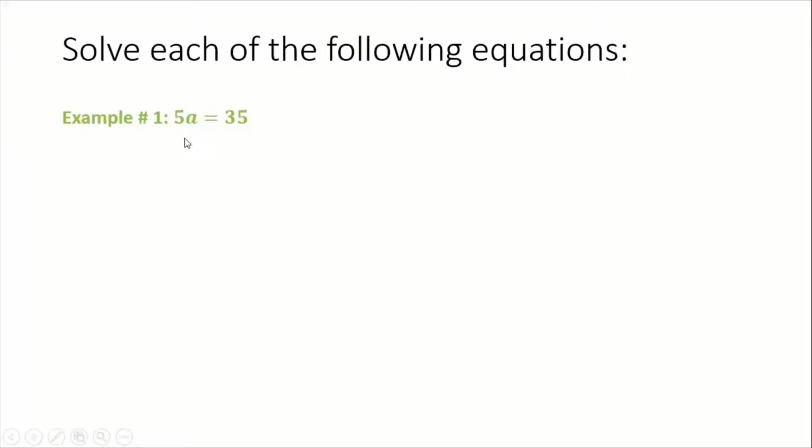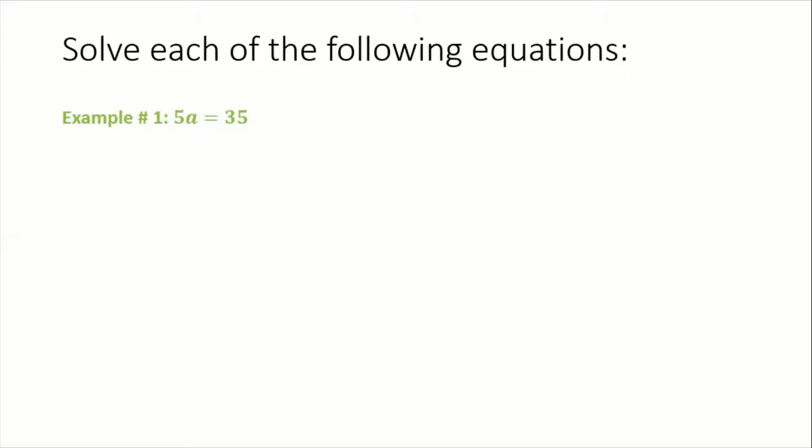Example 1, we are asked to solve for a in the equation 5a equals 35, right? Now, what does 5a mean? 5a means 5 times a, right? So what we want is to isolate a by itself, or in other words, we want a to have a coefficient of 1. So how can we do that?